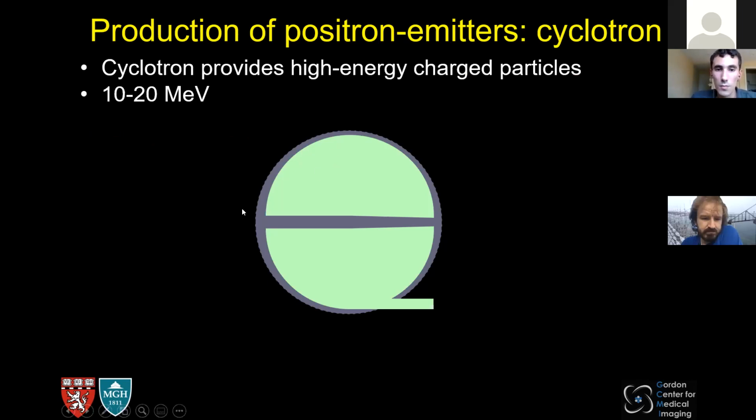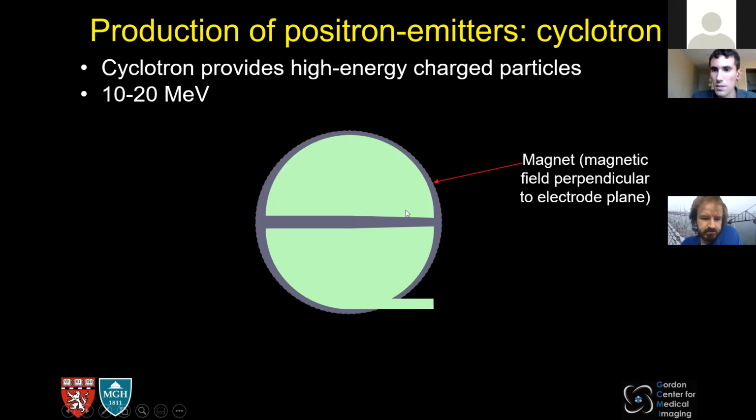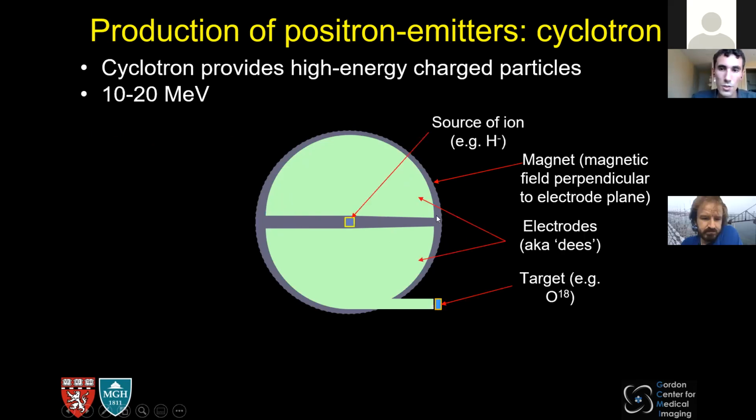So this is a top view of a cyclotron. It has multiple components. One is a magnet, producing a magnetic field that is perpendicular to the slide, okay? Then you have some electrodes called Ds, because they look like a D. Then you have your target placed here, and your source of ions. Typically, for F18, we use the negative ion of hydrogen.